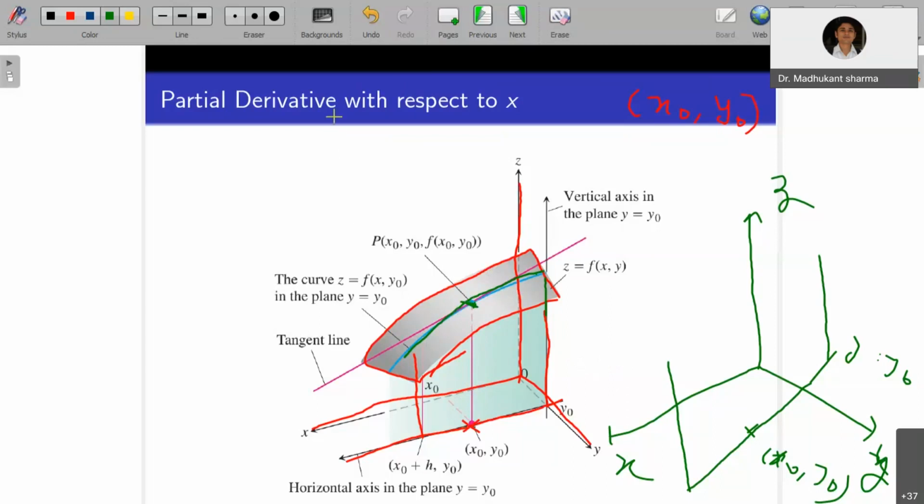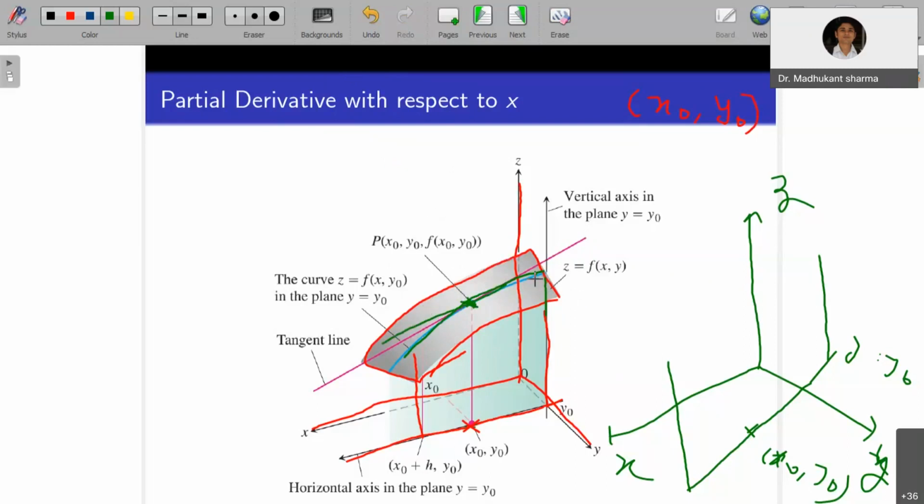Now I want to understand what the partial derivative with respect to x naught is. We have already fixed everything, so we have the fixed curve now. What you can do is, at this point, draw a tangent. I'm not good at drawing, but you can understand. The tangent at that point will give you the partial derivative with respect to x.